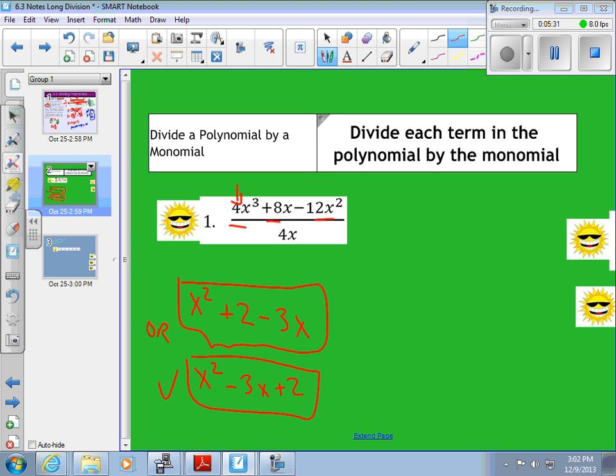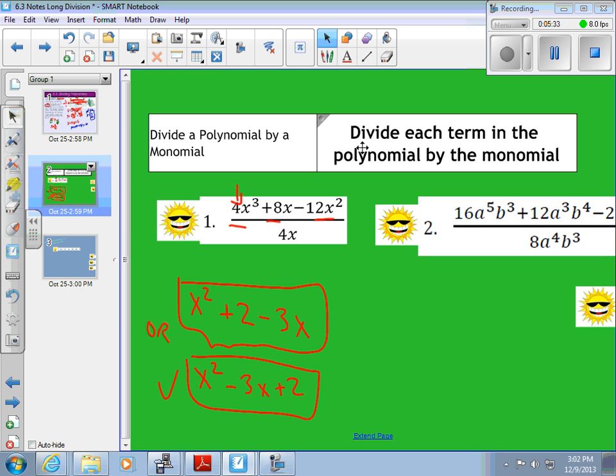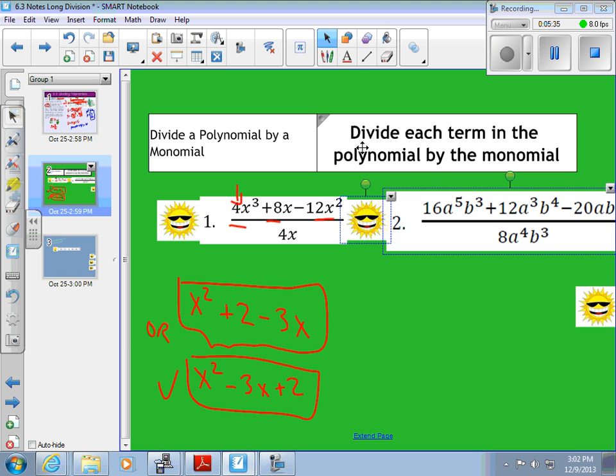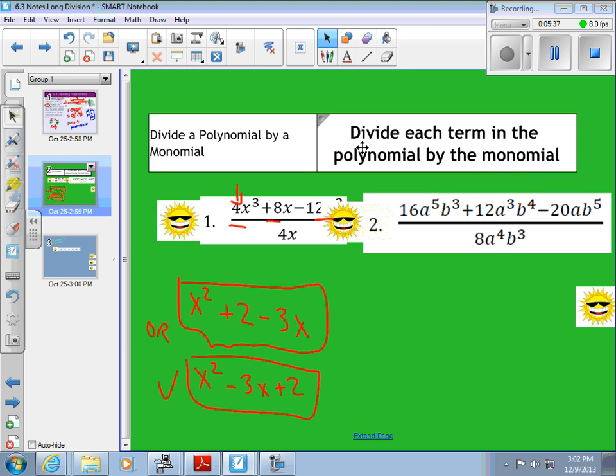All right, let's try another one. Number 2. Now they want us to divide a three-termed polynomial by another monomial on the bottom. So do the same thing. Okay, we got 16 divided by 8. That would be 2. A to the 5th divided by A to the 4th, that's going to be a single A. B cubed divided by B cubed, those would cancel out when we're dividing those first ones. So this first term won't have any B's with it.